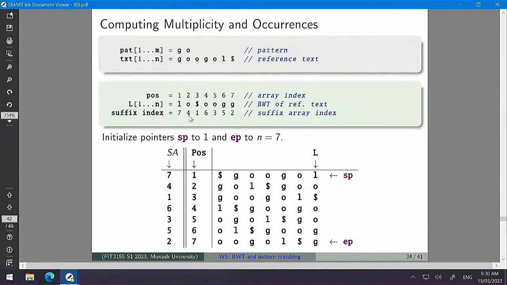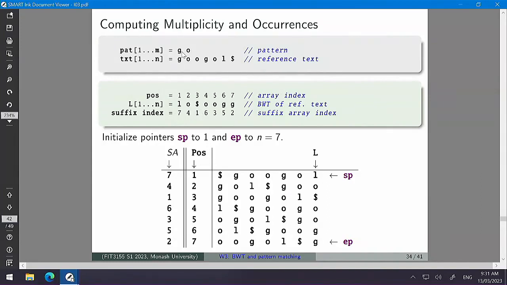And suffix array index, we have already said what this index is, right? The definition of a Burrows-Wheeler transform comes from a suffix array. So one letter before 7 would be L. That's 1, 2, 3, 4, 5, 6, 7. Corresponding to 7, the letter before is L. Corresponding to 4, the letter before is O, and so on. So this and this are intimately connected. Okay, we have convinced you.